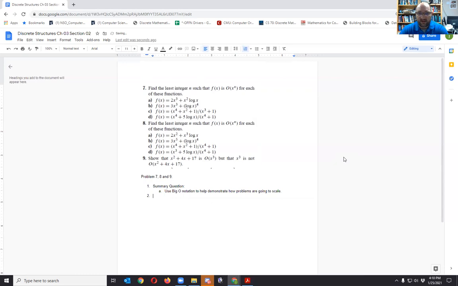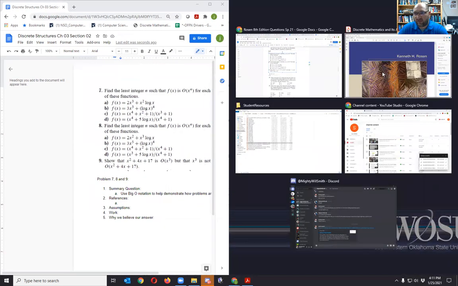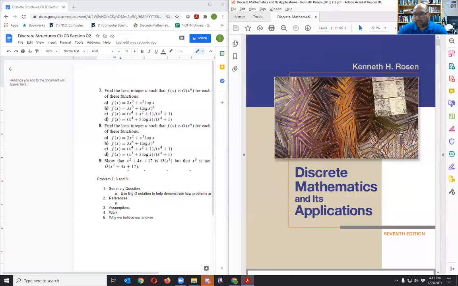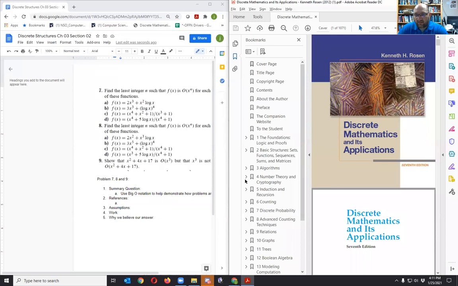Okay, so now we need to have references. And then, of course, we're going to need assumptions. And then we're going to need to show our work. And then why we believe our answer. Okay, so we've got our pieces now laid out for what we're going to need to do. Now we need to just start doing it. Okay, so I'm going to try to split the screen and see if we're able to do this. Let's see.